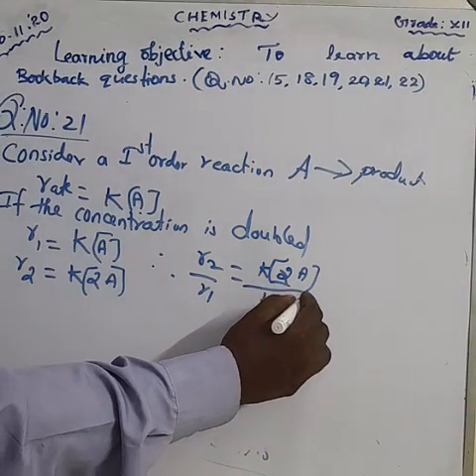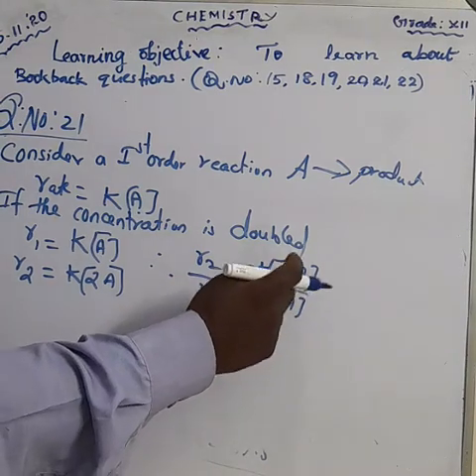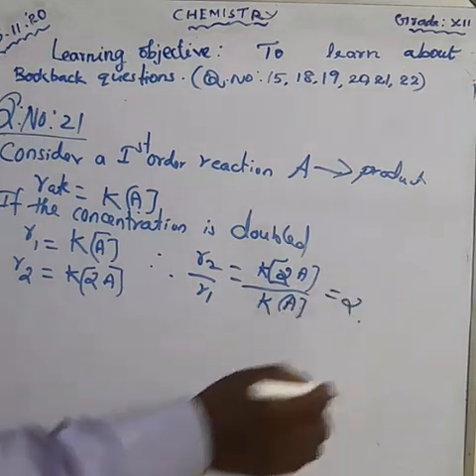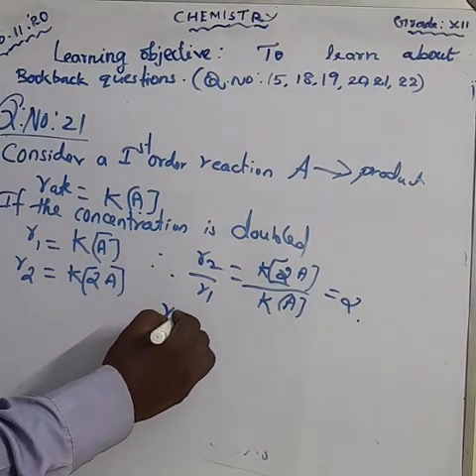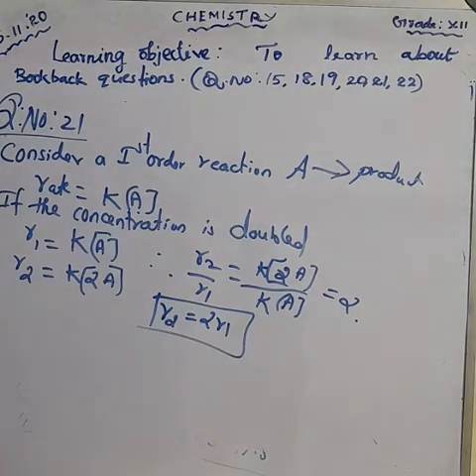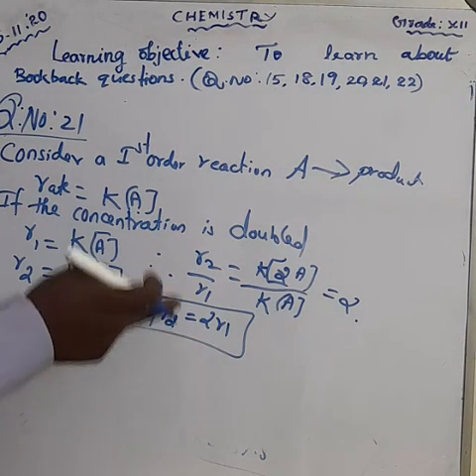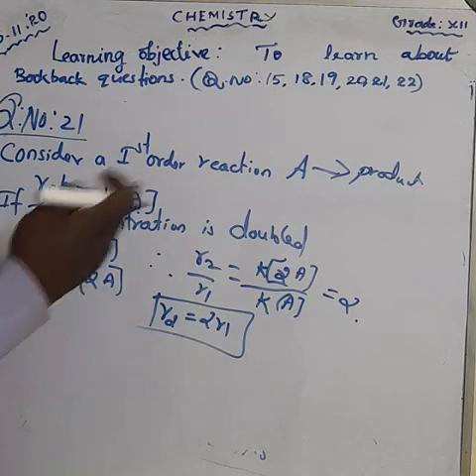Okay. So what's the answer? We are cancelling. The answer is equal to 2. That means R2 is equal to 2R1. What's the meaning? This means that the rate of the reaction is doubled when the concentration of the reactant is also doubled. Clear?